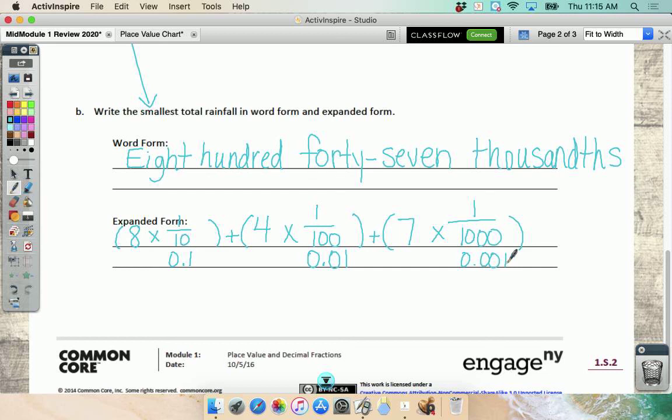Okay? It's your choice. Can you go close the door for me, please? Although I don't think it's going to help. All right, how do you feel about expanded form?